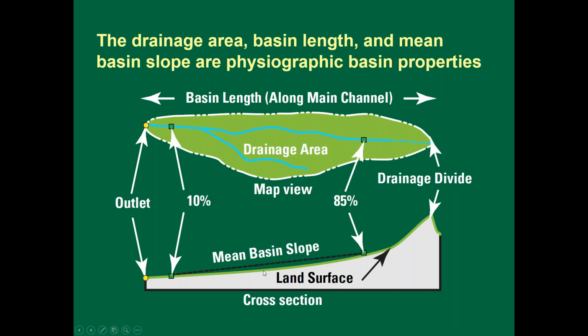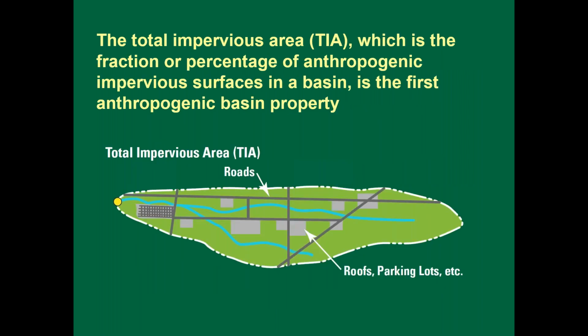And then you get this 10-85 slope. You measure 10 and 85% up the main channel length. You take the elevation at the 10 and 85% points. You subtract the elevations and divide by the distance between these points, which gives you your mean basin slope. And then our final variable is the total impervious area, which is the fraction or percent of anthropogenic impervious surfaces, like roofs, parking lots, etc.